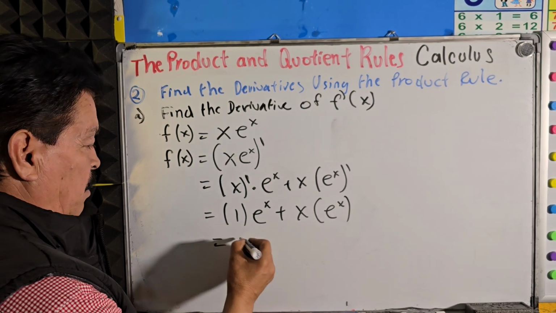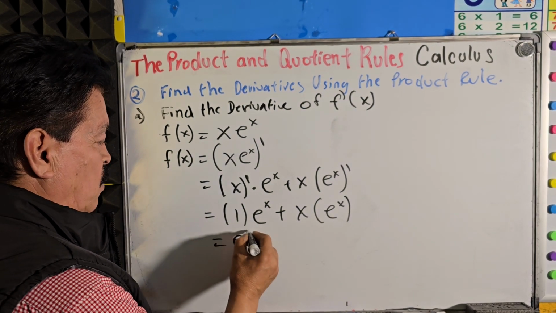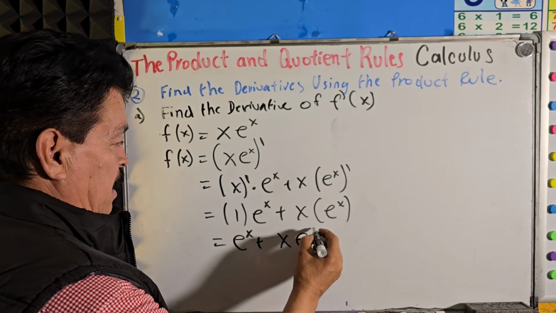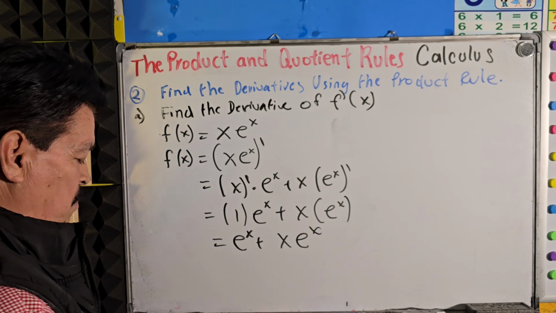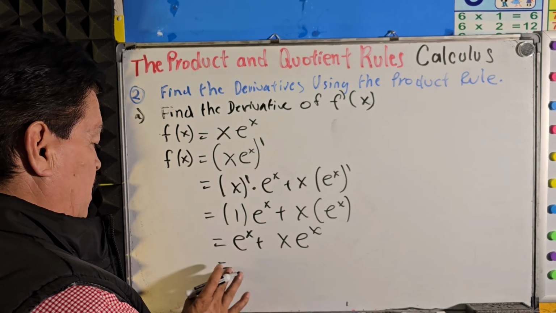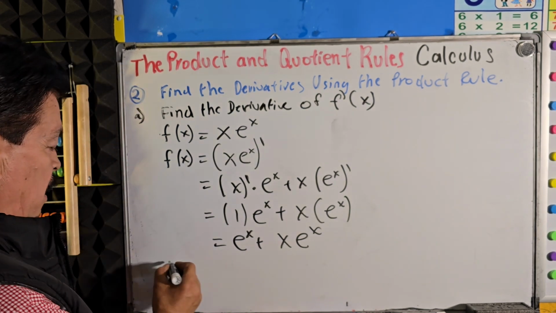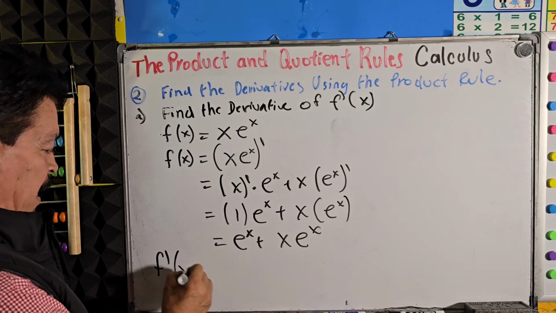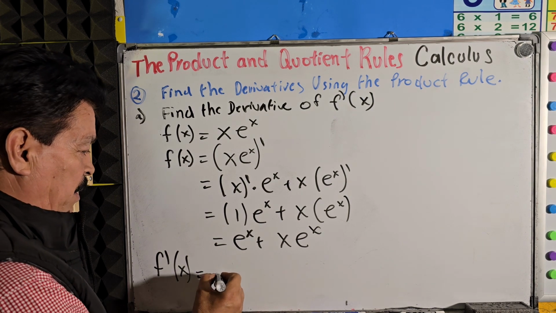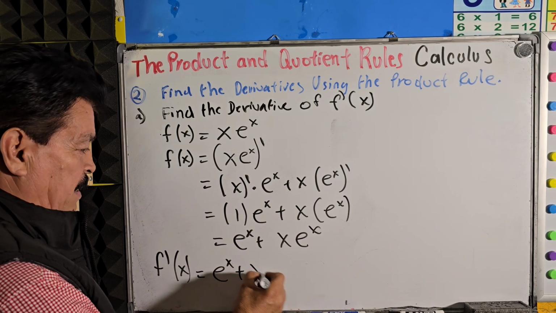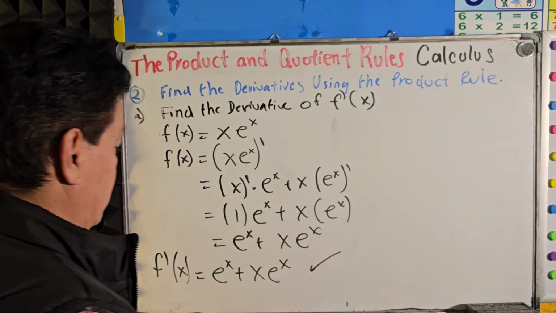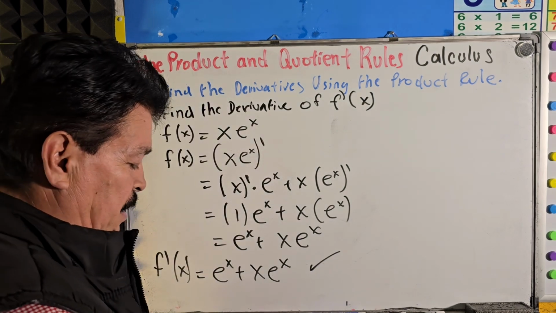Here, if we simplify, we will have 1 times e to the x power plus x times e to the x power. So our conclusion here, that's it. The derivative f prime of x will be equal to e to the x power plus x times e to the x power. Okay, that's a solution. It's very simple. It is not hard.